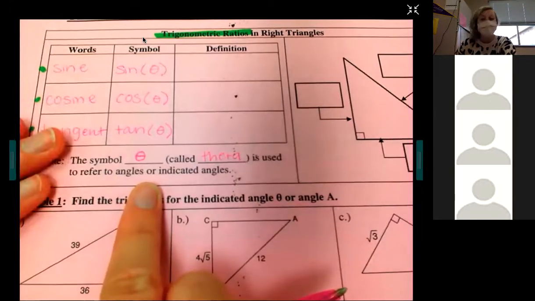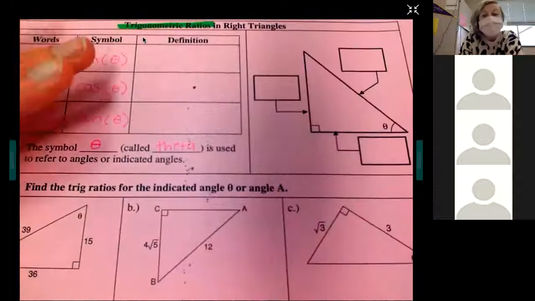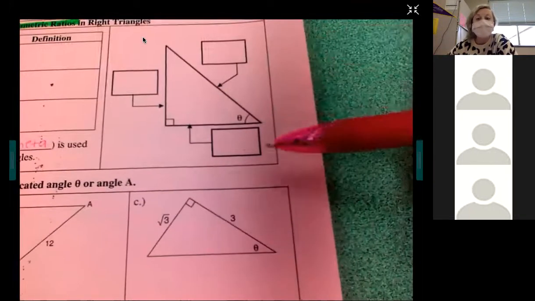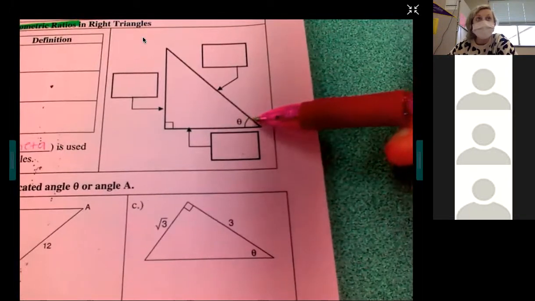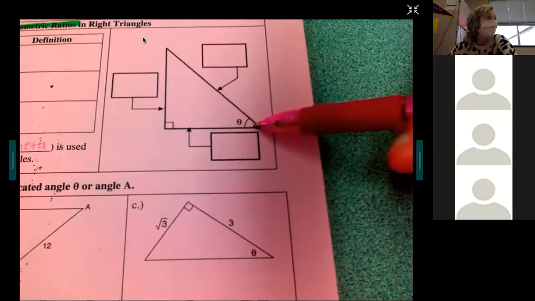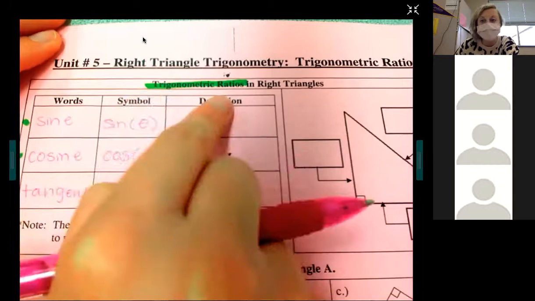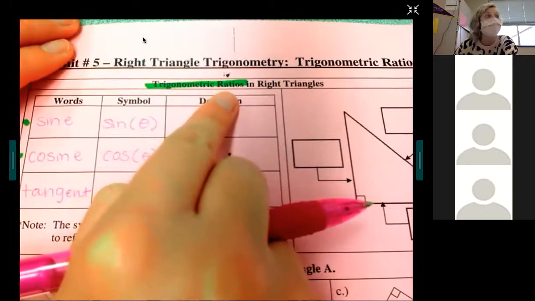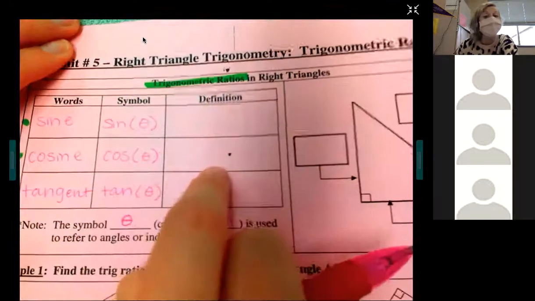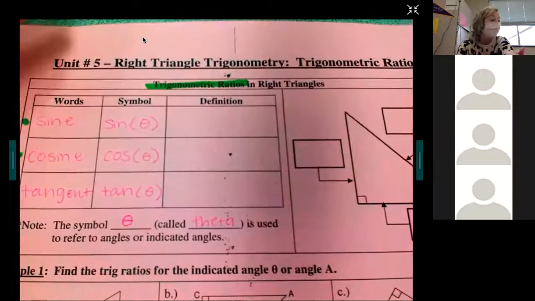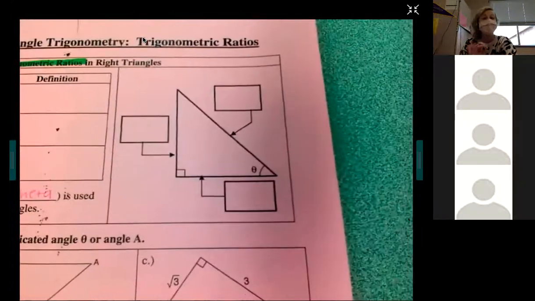All right, so the symbol theta refers to angles. So does everybody see this little theta right here? It's talking about the angle that's marked. So this is just angle theta, okay? So do y'all see how this whole section was titled trigonometric ratios? The definition for each of these is going to be a ratio based on this triangle over here.